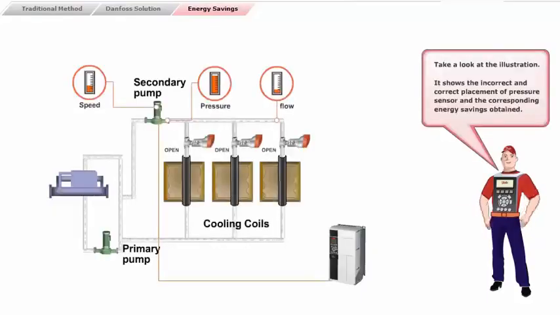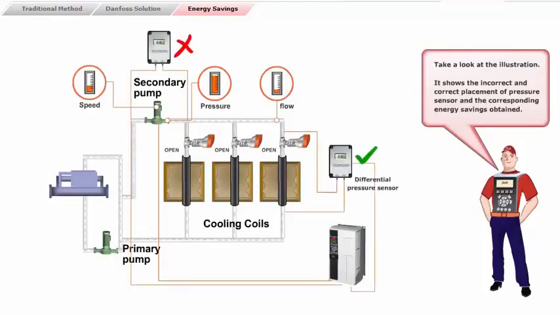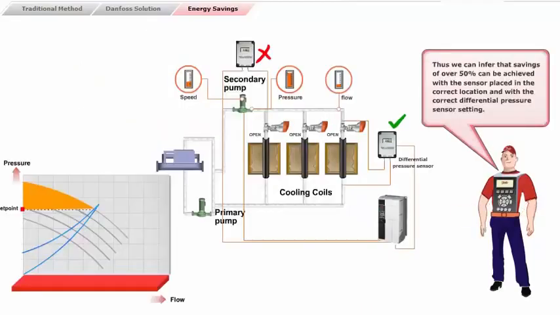Take a look at the illustration. It shows the incorrect and correct placement of pressure sensor and the corresponding energy savings obtained. Thus we can infer that savings of over 50% can be achieved with the sensor placed in the correct location and with the correct differential pressure sensor setting.